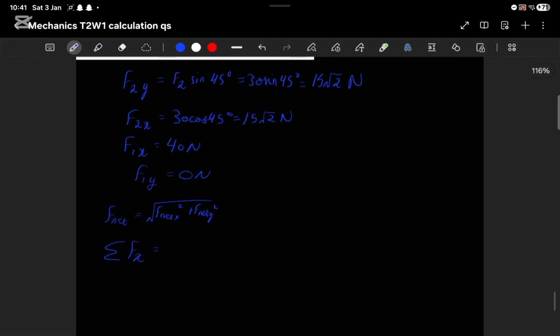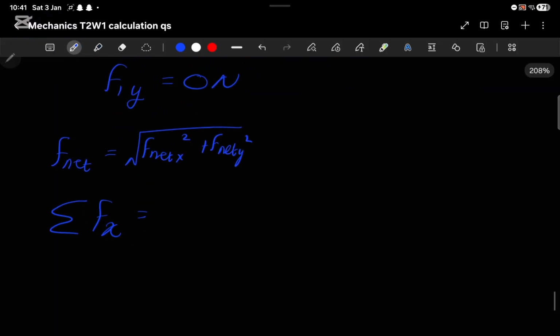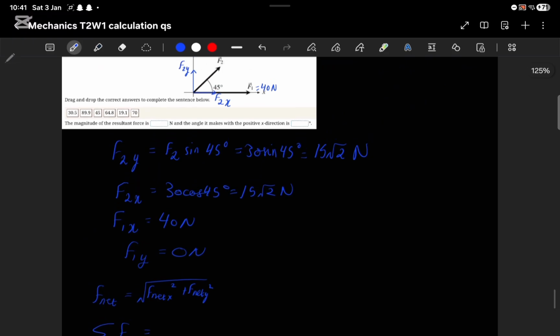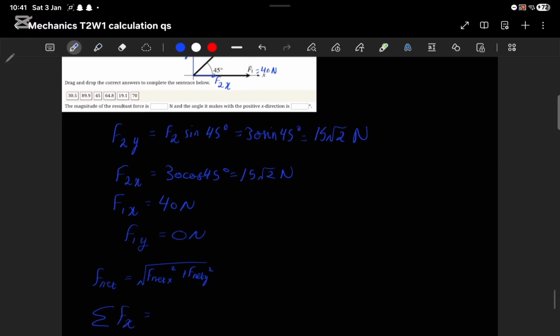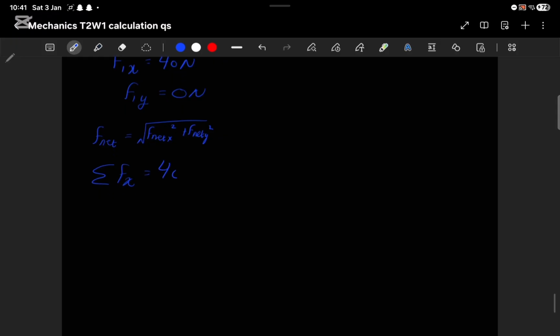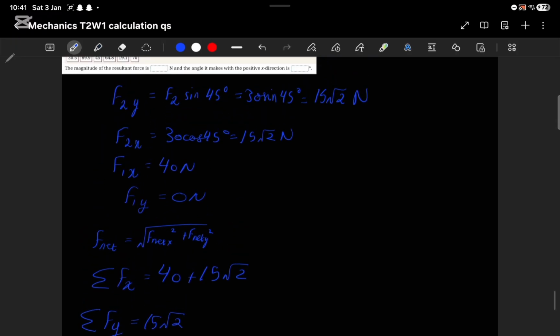Where is it? Sigma Fx is just gonna be what? You can see they're both in the same direction, 40 and F2x. So 40 plus 15 radical 2. Okay, and sigma Fy is just 15 radical 2, right? Because, you know, just resolving them using these values we have.